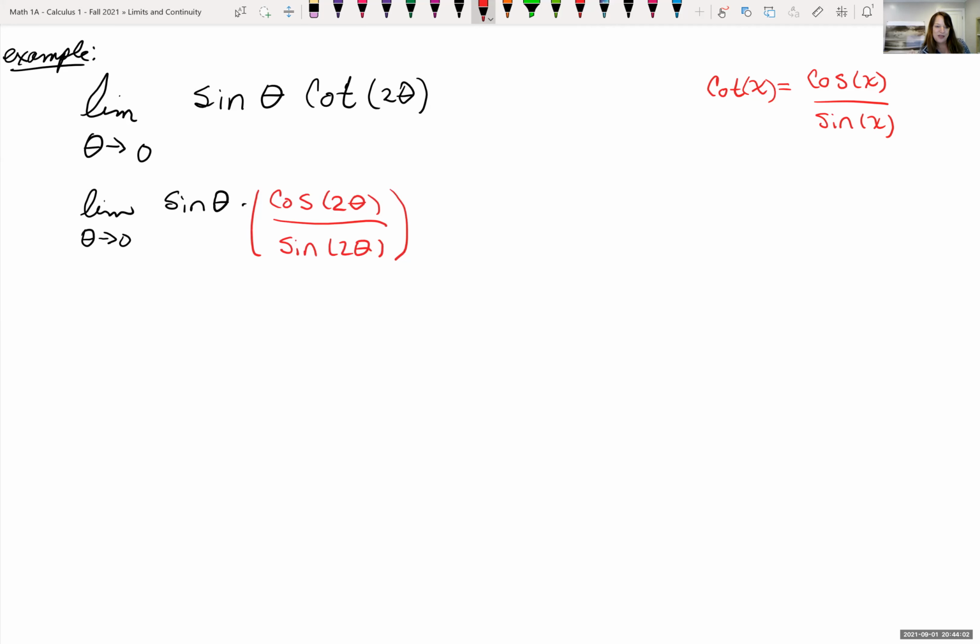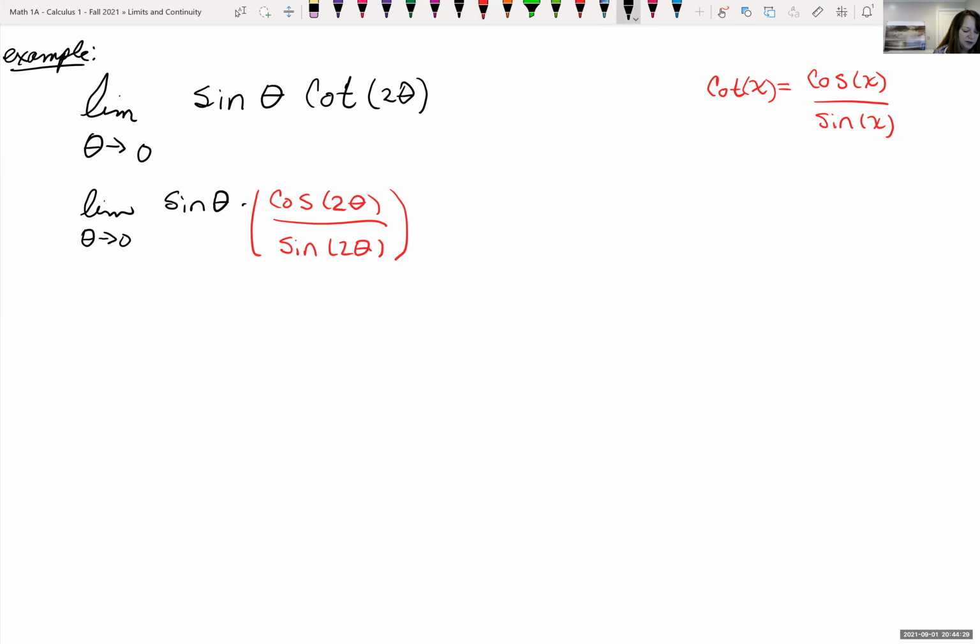Unfortunately, our angles are not the same, so I don't know that those are the same values for sine of theta and sine of 2 theta. If I do put in 0 though, sine of 0 is 0. All over the denominator, I would get sine of 2 times 0. So sine of 0 is 0. So I get 0 over 0, that indeterminate form. So again, I'm trying to manipulate this to look like what I want.